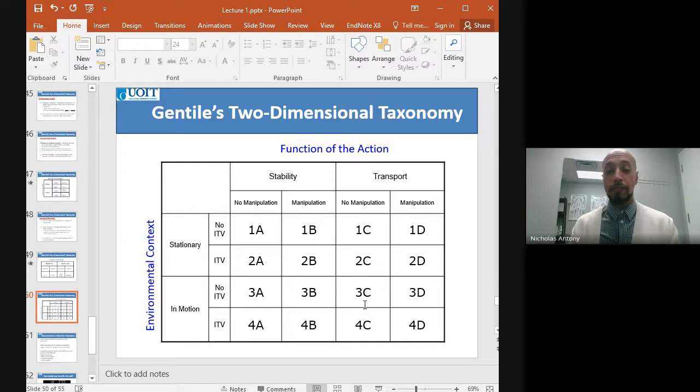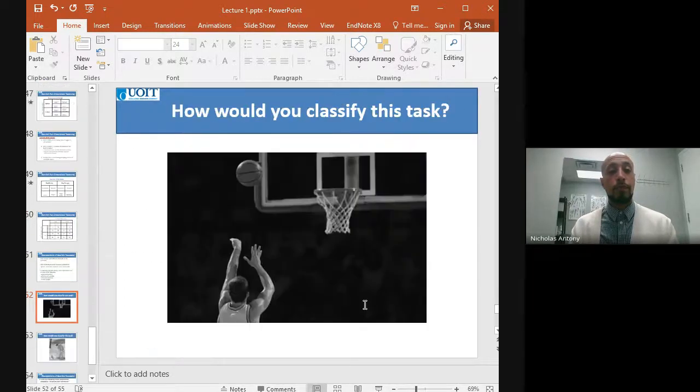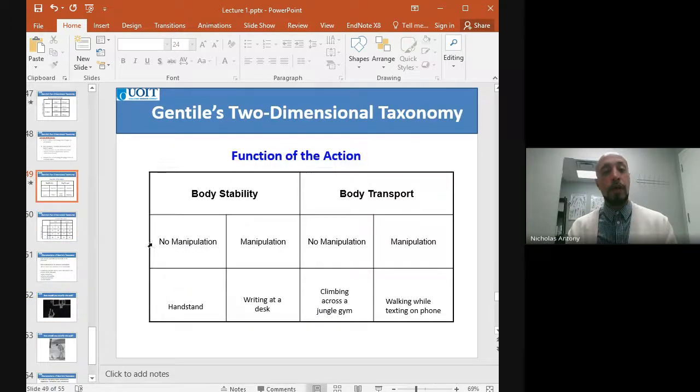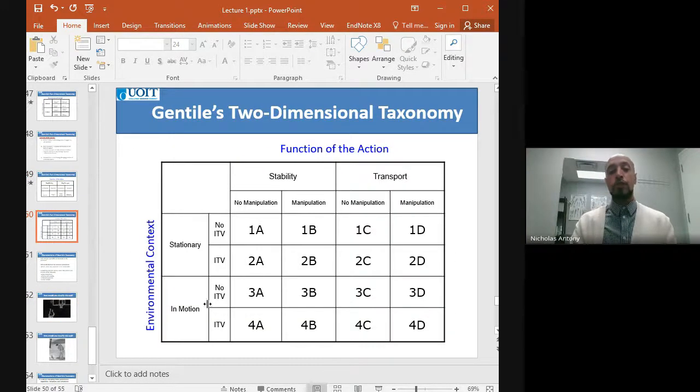So let's practice. Who wants to go? Black, Ryan, Olu. Olu, you want to do it? How would you classify this skill? So we'll say this is a free throw, okay? Because we've talked about free throws a lot today. Let's go to the taxonomy. How would you classify shooting a free throw?